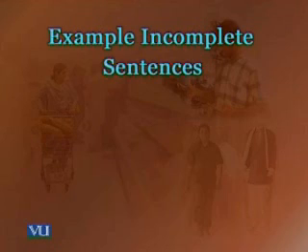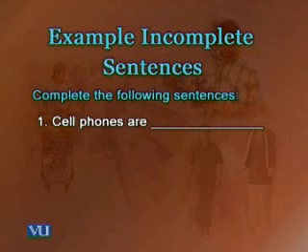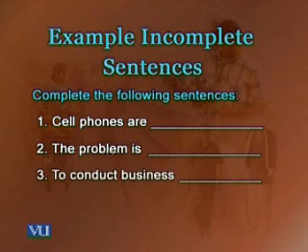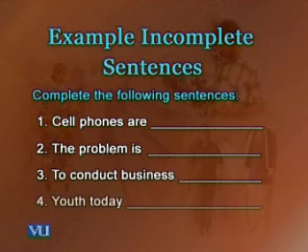Are you ready to complete them? All right. The first sentence is, number 1, cell phones are. Just fill the sentence, write whatever comes to your mind. There is no right or wrong answer. Question number 2 is, the problem is. Statement number 3 is, to conduct business. And statement number 4 is, youth today.